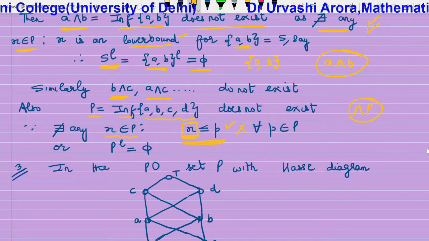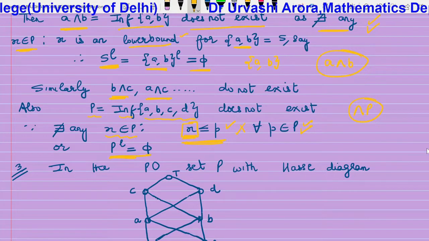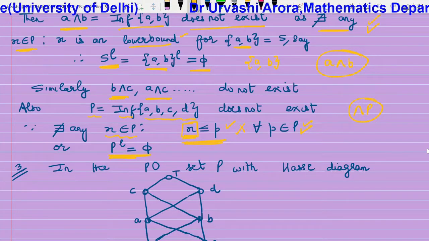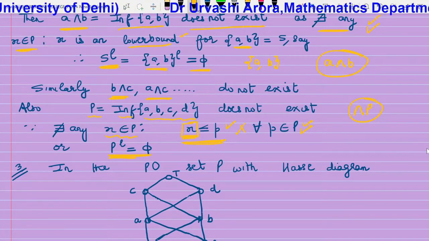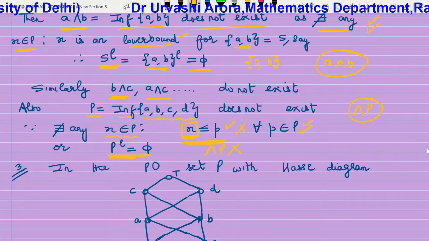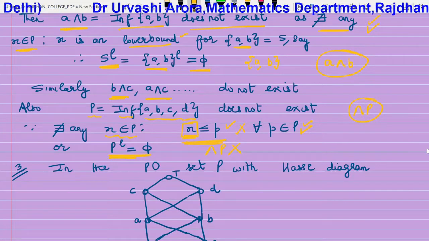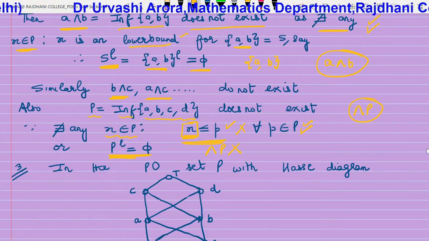This means that there is no lower bound for the set P, and because there is no lower bound, PL, the set of all lower bounds of P, is an empty set. Then the meet of P cannot exist because no lower bound is there. So the greatest lower bound definitely cannot exist. So that was the second example.